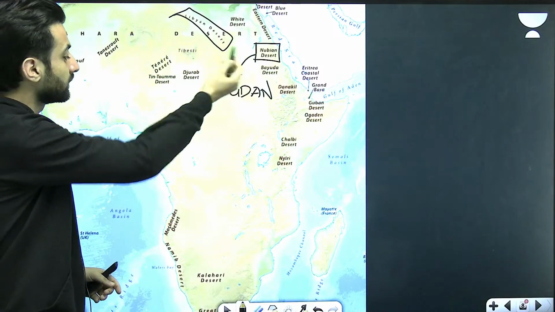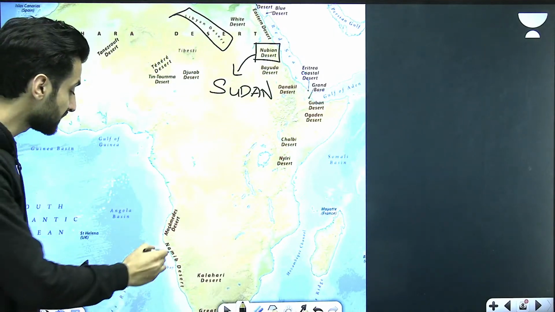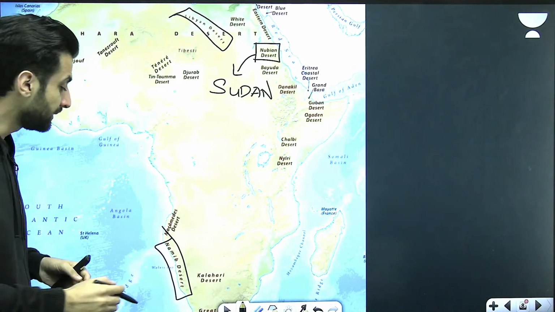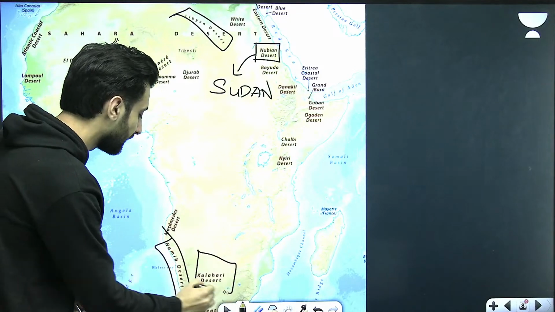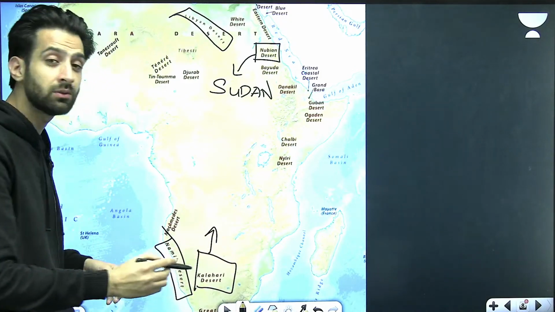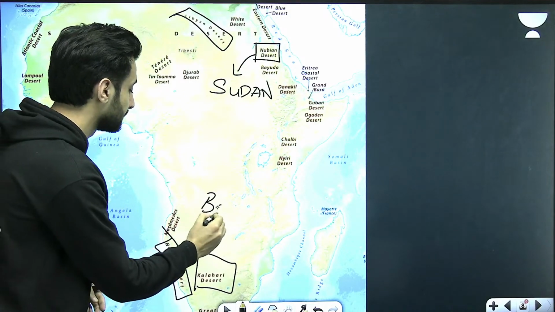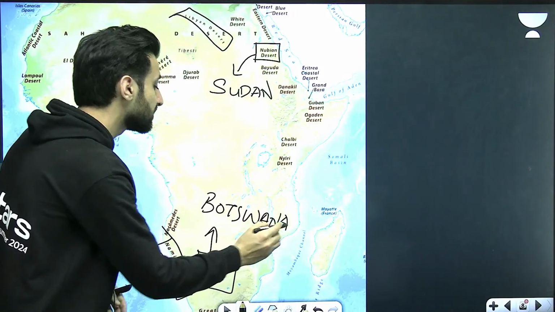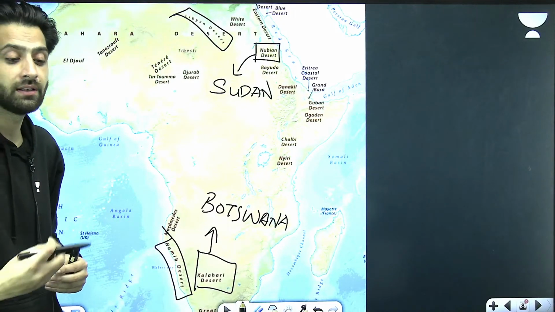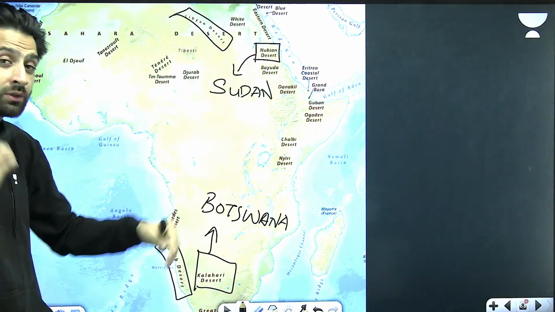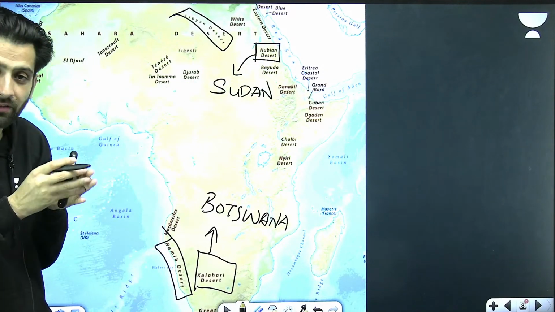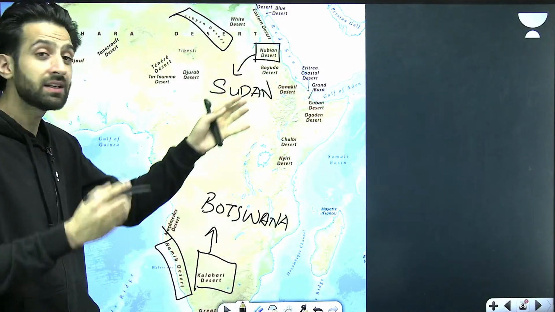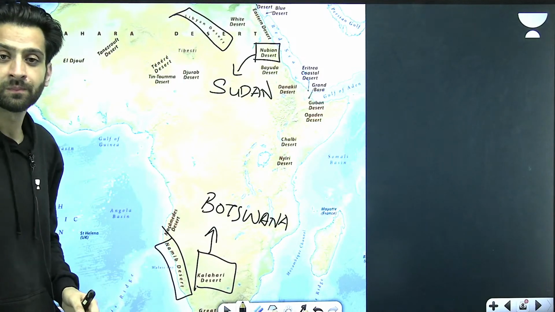You have the Libyan Desert, Nubian Desert, then you will have some important deserts. That is the Namib Desert here towards the south. It is located in Namibia. And then very important, the Kalahari Desert. Kalahari Desert is located in Botswana. Don't get confused between the deserts. It's very simple. You just have to know about the countries that they are predominantly found in. If you talk of the Nubian Desert, don't confuse it with the Namib Desert because both start with N. Namib Desert is different and Nubian Desert is different. Nubian Desert is in Sudan and Namib Desert is in Namibia.